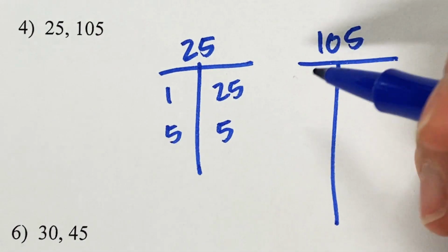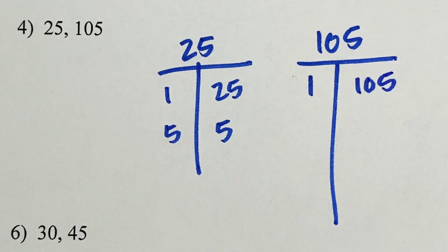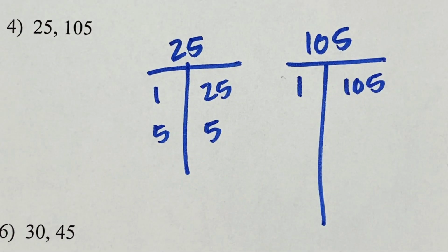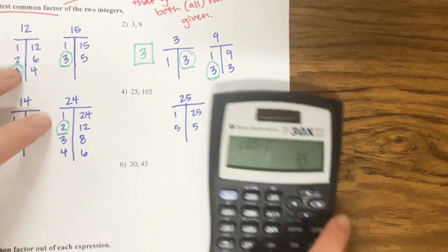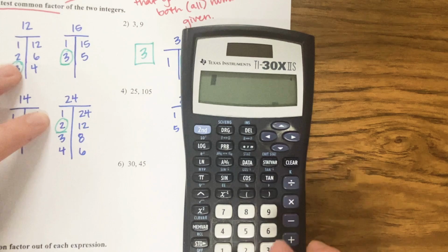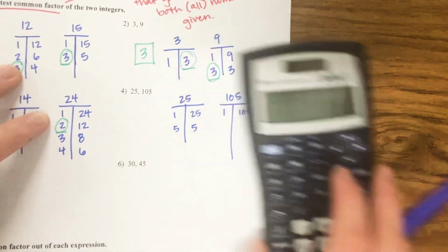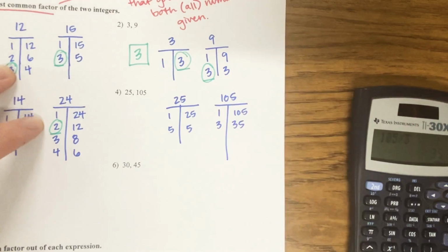Let's do 105. So we have 1 times 105. It's not an even number, so 2 does not go into it. 3, I don't know, so I'm going to divide. I'm going to check. 105 divided by 3, do I get a whole number? I'll actually show you guys what I'm doing. In order to check and see if it's a factor, all you have to do is simply divide it. So 105 divided by 3 does give me a whole number. So I know that 3 times 35 is 105.